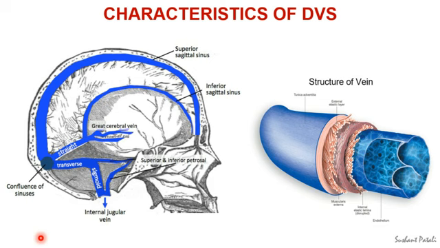Now let's look at the characteristic features of the dural venous sinuses. They are lined with endothelium, they lack a muscular coat, and they do not have any valves. They collect blood from the brain, meninges, diploe, and also from the internal ear and orbit. They help in the absorption of the cerebrospinal fluid through the arachnoid granulations. They also receive valveless emissary veins, which help maintain an equilibrium of venous pressure within and outside the skull.